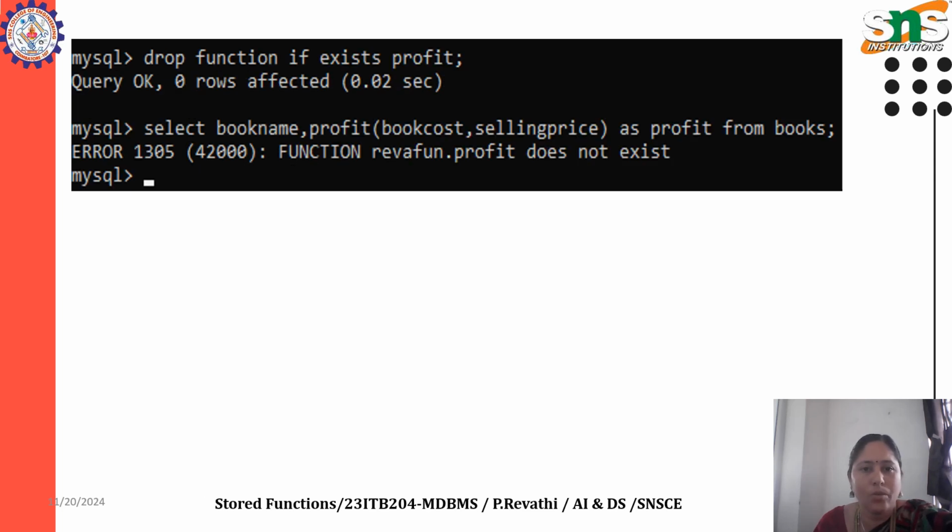Then how to drop the function? Using drop function, you can remove the function. Drop function if exists profit. Profit is the function name. Now we are going to check again whether the function is removed or not. So you have to use the select command again. Select book name comma profit, book cost comma selling price as profit from books. It gives an error because we already removed the profit function using drop function.